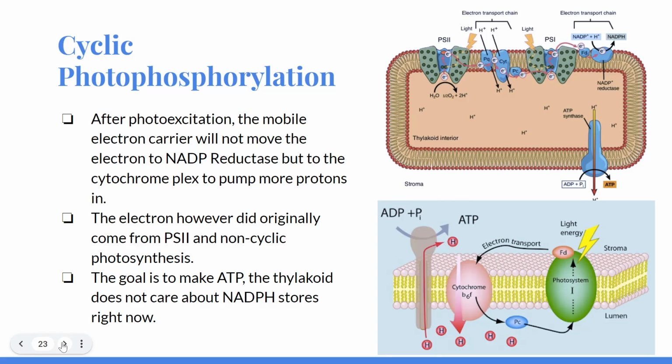So with cyclic photophosphorylation, after you have photoexcitation, you have a mobile electron carrier.